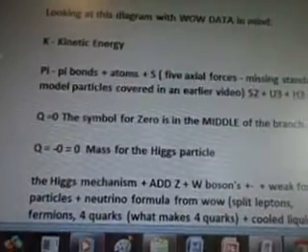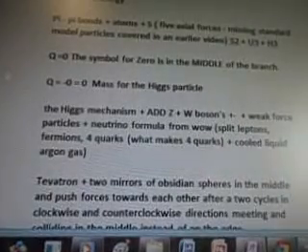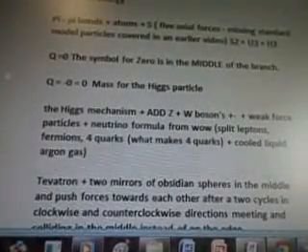Q equals 0. The symbol for 0 is in the middle of the branch, right there. And Q equals minus 0 equals 0, mass for the Higgs particle. So the Higgs mechanism, so here's a formula right here. So the Higgs mechanism adds the W bosons plus minus plus weak force particles.